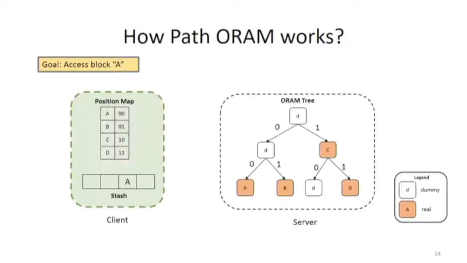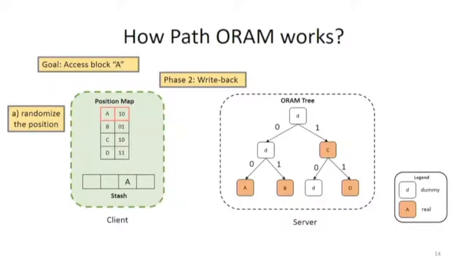So what is our goal? Our goal is to write back the block in a random fashion to ensure that the next time we read it, the attacker still cannot correlate what block it was. So we're going to randomize the position of the block that we just extracted. A was 0, 0 before. Now it's changed to 1, 0. This is just random, it could be any leaf position here.